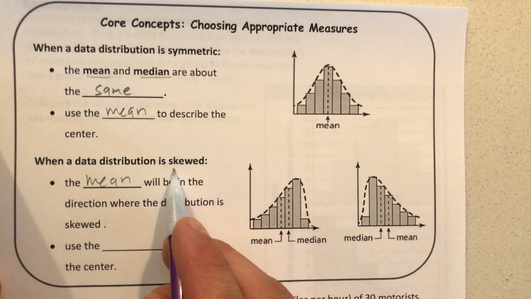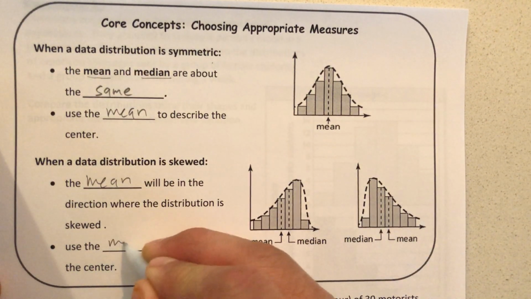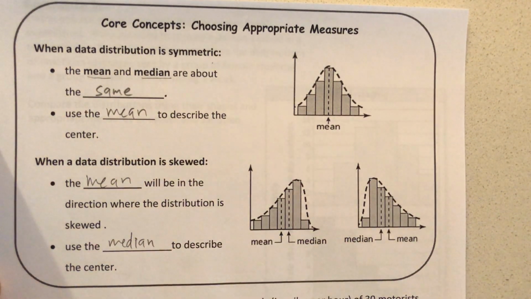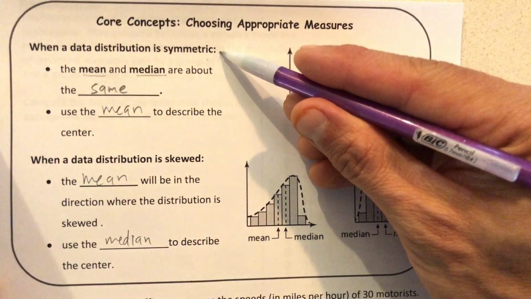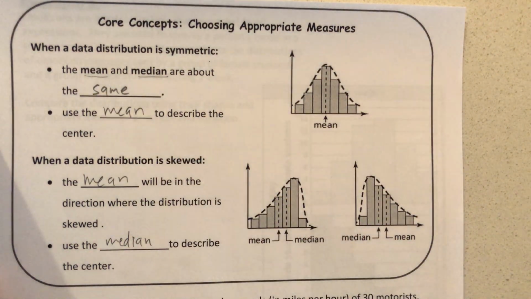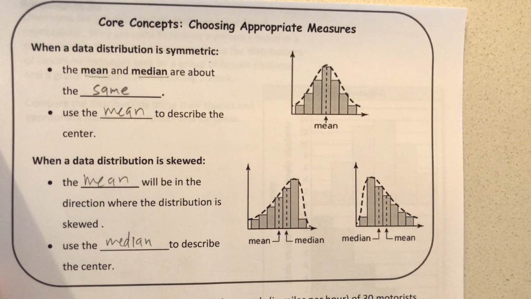And so instead, if a distribution is skewed, we would use the median to talk about the middle. So for a symmetric distribution, the mean is the best way to talk about the center. For a skewed distribution, the median is the best way.